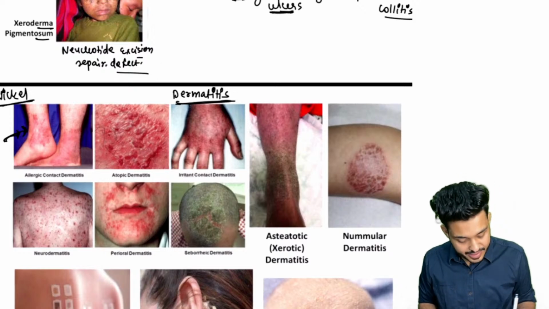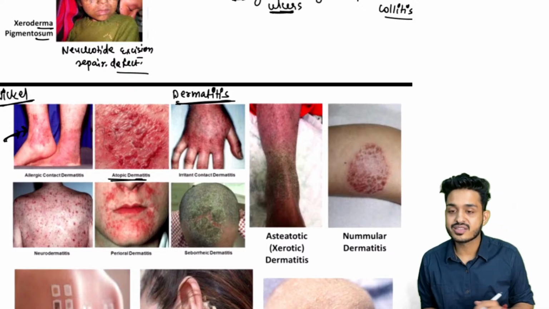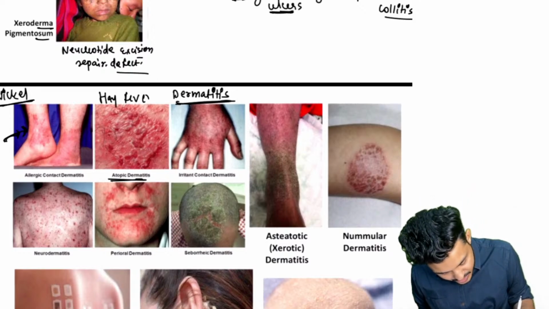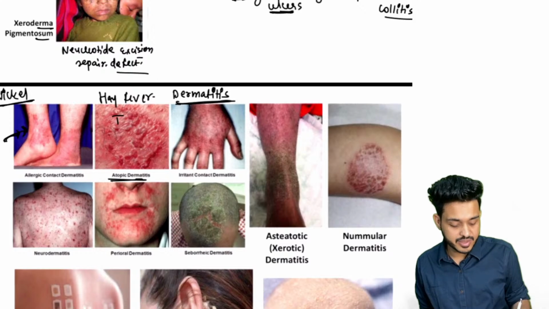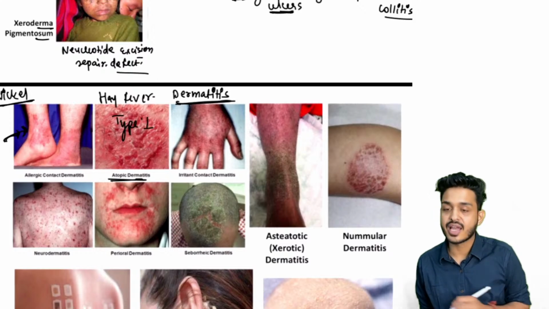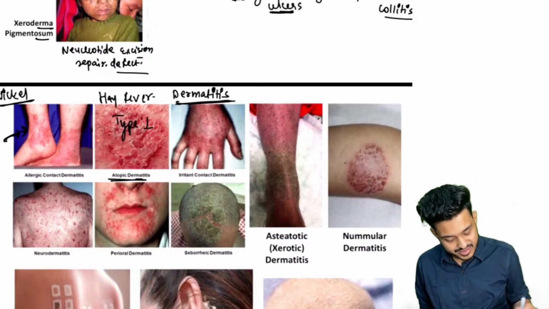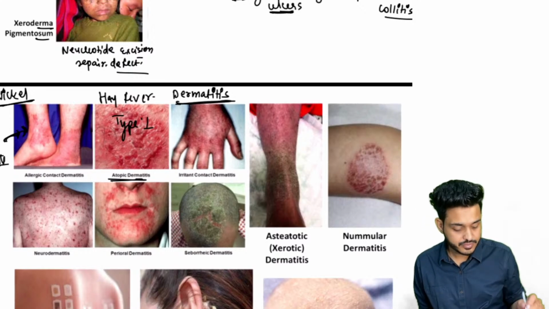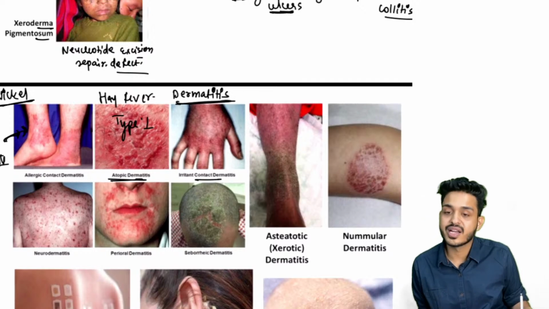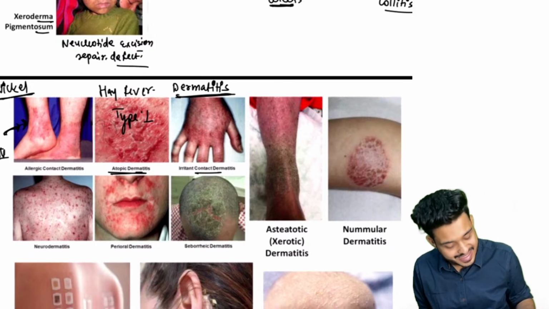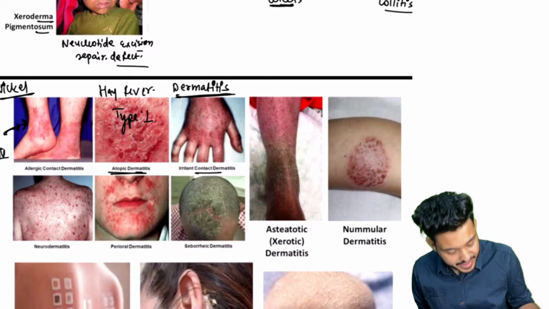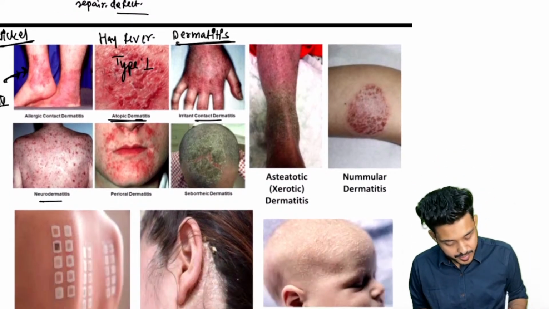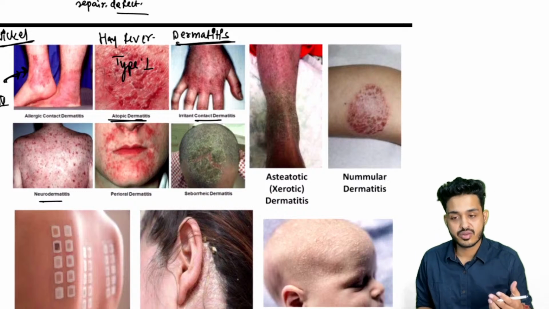Okay, and here it is atopic dermatitis. Atopic dermatitis can be seen in cases of hay fever. This is basically type 1 hypersensitivity. Atopic dermatitis is type 1 hypersensitivity, whereas contact dermatitis will be type 4 hypersensitivity. Okay, next thing, irritant contact dermatitis, that can be due to irritants like people can use detergent and all those things. Okay, neurodermatitis, that would be along with the nerve segment again.